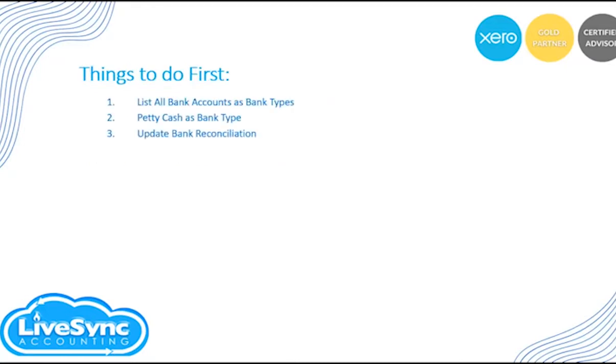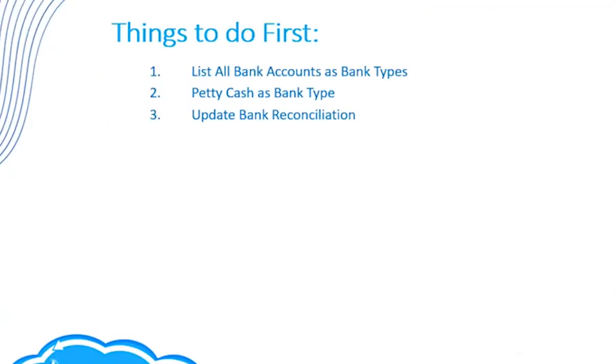Things to do first. Before doing any cash flow work in Xero, just as housekeeping, we need to make sure that you have added all your bank accounts as bank types in your chart of accounts. Very important. Number two, we recommend that your petty cash account be set up in Xero as a bank type rather than a current asset account. Why? So that we would be able to include petty cash as part of our cash flow sources. This would be included in calculating your ending cash balances in your cash flow report.